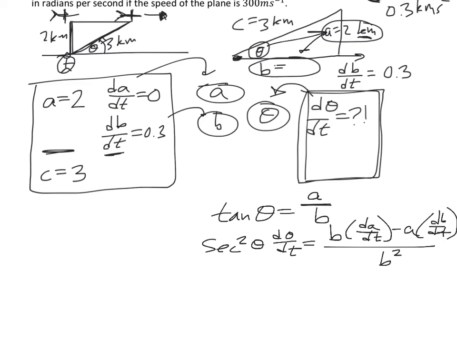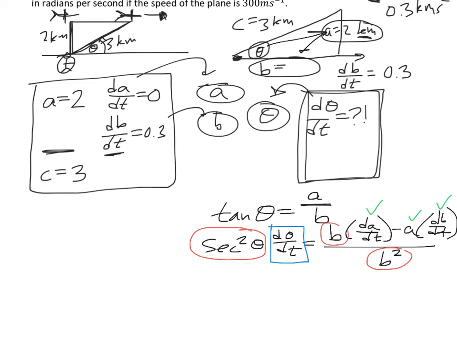Okay, so at this point, I effectively need to plug in values. And so as I look at this, I realize I've got dA dt, that's good. I've got dB dt, that's good. I know what A is. I'm going to need to figure out what B is, and I'm going to need to take a minute to figure out what secant squared theta is, but d theta dt is the thing that I want to find. So I'm in good shape here.